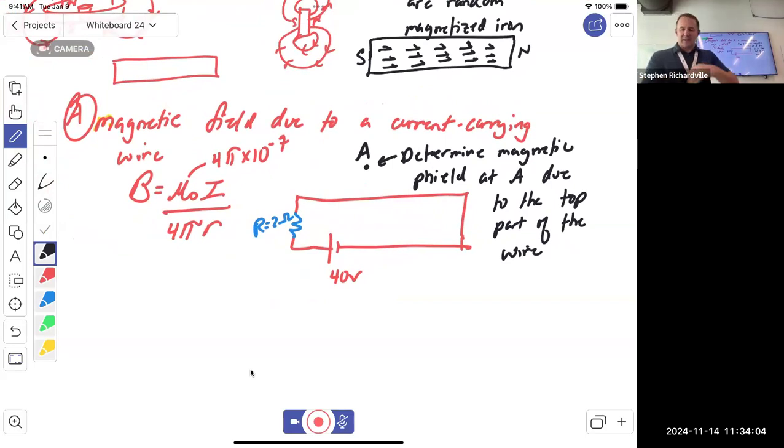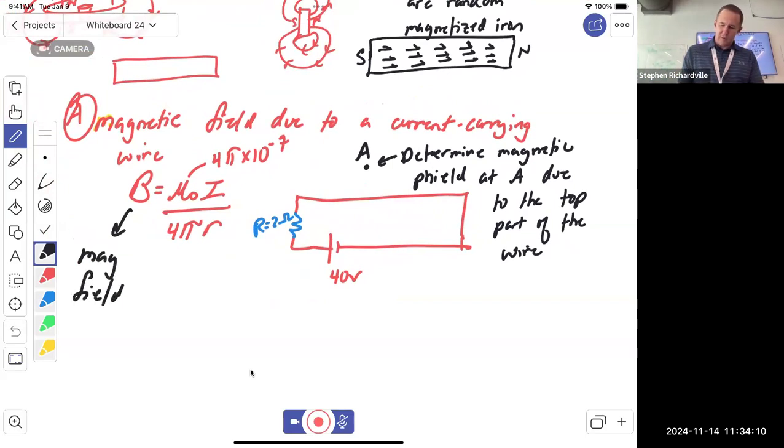So B is my magnetic field. Why? I have no idea why B is magnetic field. Mu naught is how a magnetic field kind of permeates free space. It's another constant we'll be using, 4 pi times 10 to the negative 7. So that's mu naught.